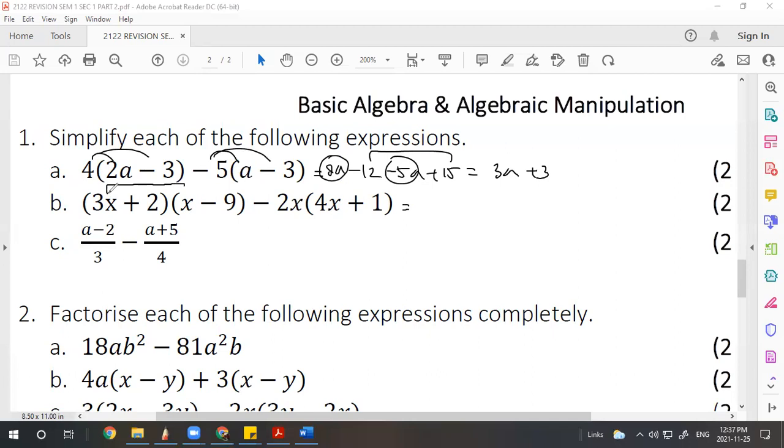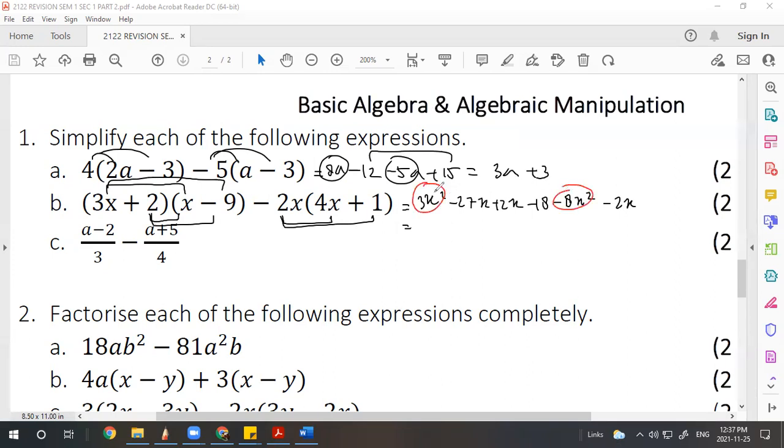Nah, yang b agak ribet nih. Lihat ya, 3x times x, 3x squared. Kan kayak rainbow-nya yang satu-satu nih. 3x times negative 9, negative 27x. 2 times x, plus 2x. 2 times negative 9, minus 18. Right? Ini negative 2x times 4x, minus 8x squared. Negative 2x times negative 1 equals plus 2x. Collect the like terms. Taruh di bawah ya.